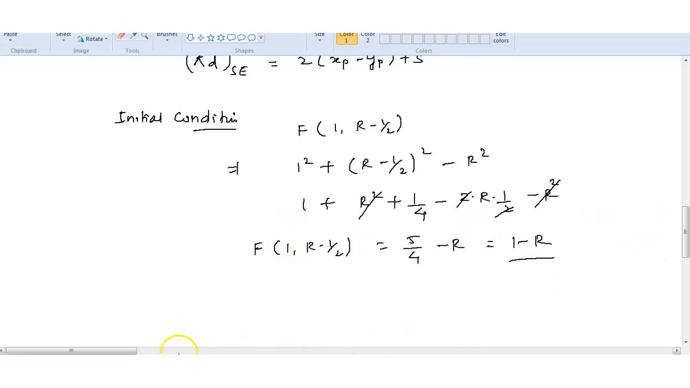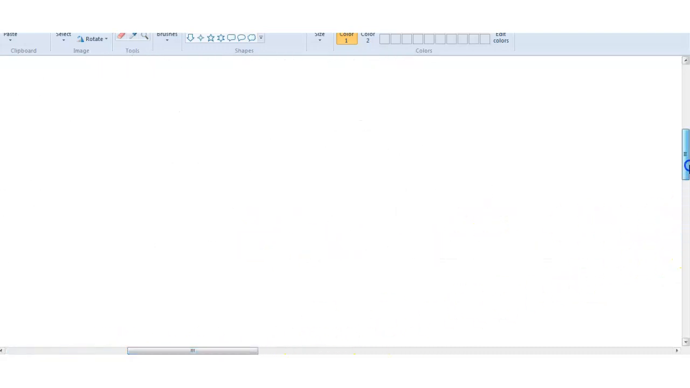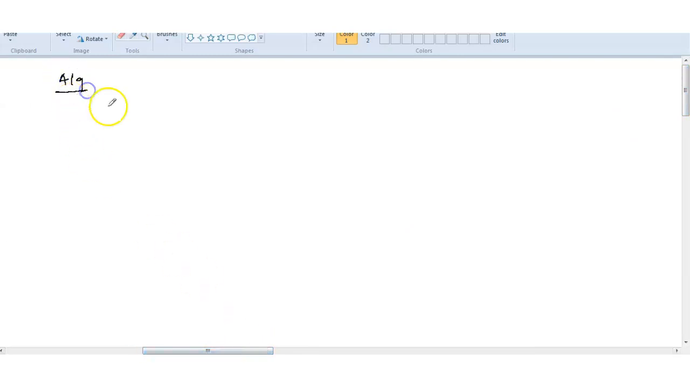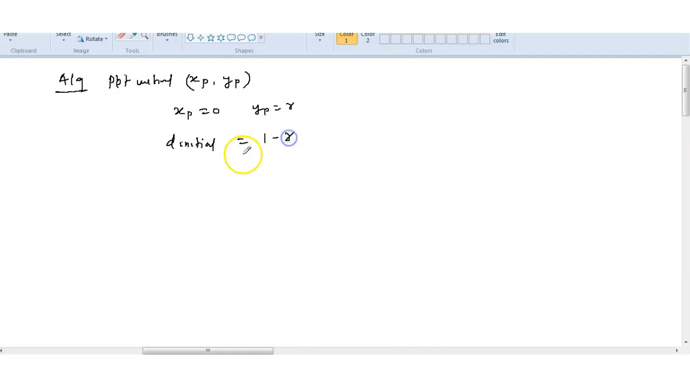So the whole algorithm, we can write this whole summary of this algorithm is, we first initialize this point xp and yp, plot the initial point. Xp as 0 and Yp as R for the initial condition. And the initial d we got it here: 1 minus R, or 5 by 4 minus R.